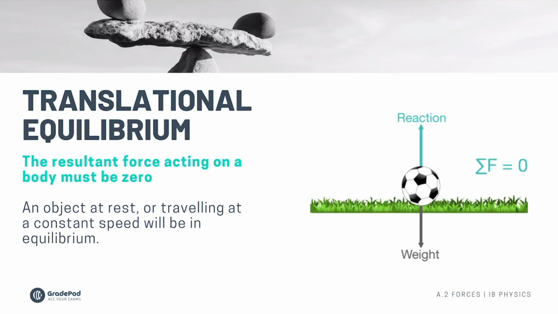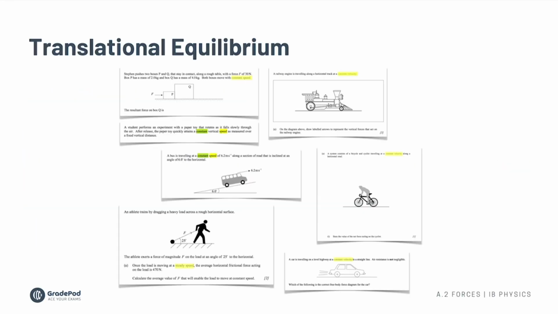Translational equilibrium is when the resultant force acting on the body is zero. That's a definition of translational equilibrium. Now we've found before, when we were looking at Newton's first law, that if the resultant force is zero, then the object is at rest or it's travelling at a constant speed. And that's the clue we need when we are looking at exam papers. Examiners in particular always give you a clue when you have to do problems on translational equilibrium.